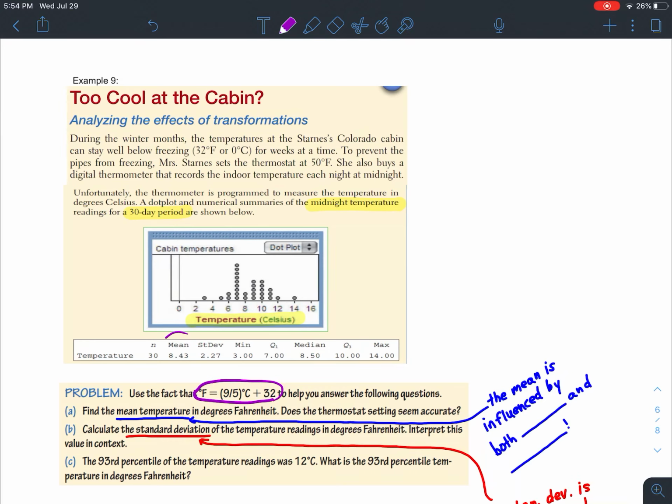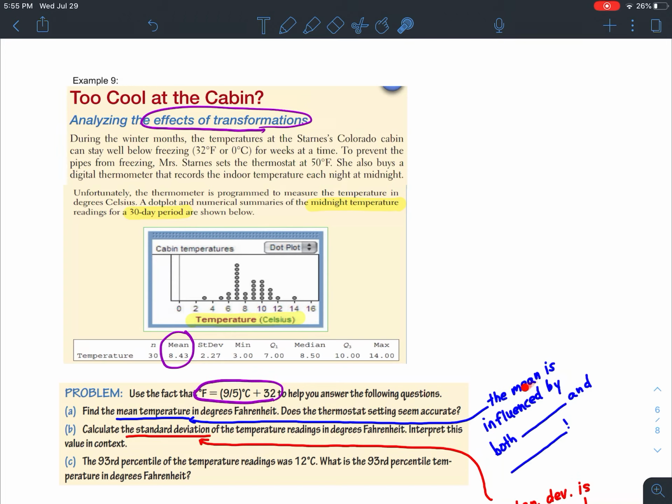Okay, now if you look at the computer output, we have the average temperature, but the average temperature of 8.43 is 8.43 degrees Celsius. Okay, now what we don't have to do is take each of these individual dots, convert each one into Fahrenheit to create a totally different dot plot. That's way too time consuming. That is why we learn how transformations can affect measures of center, measures of spread, and the shape.